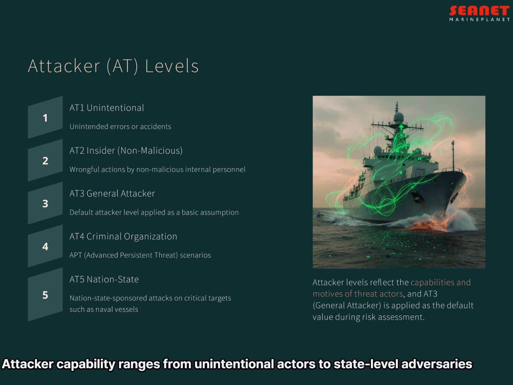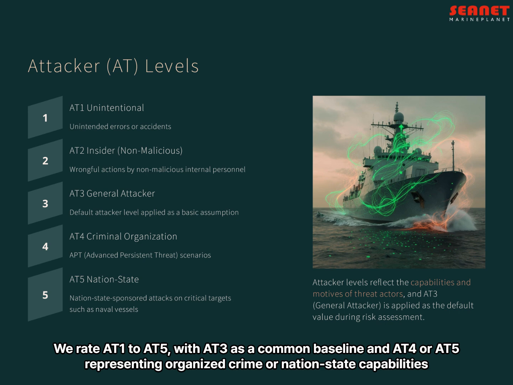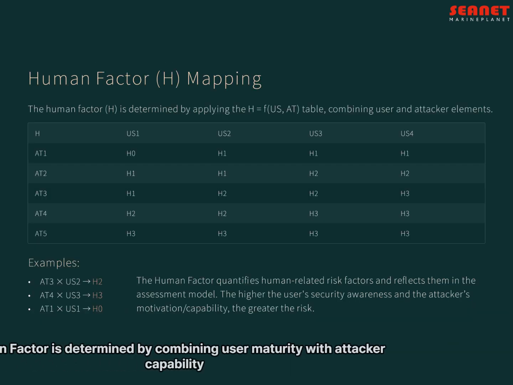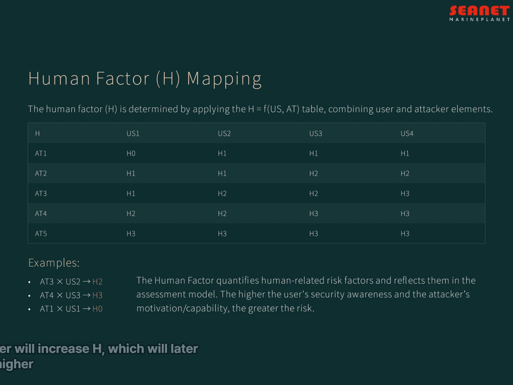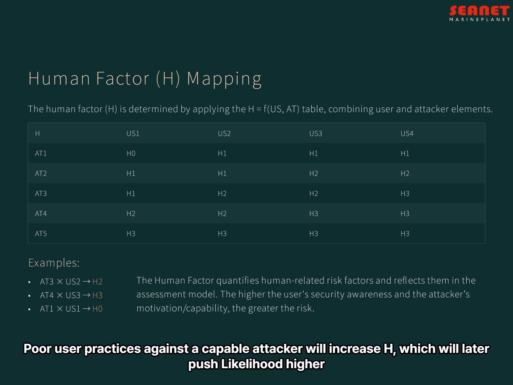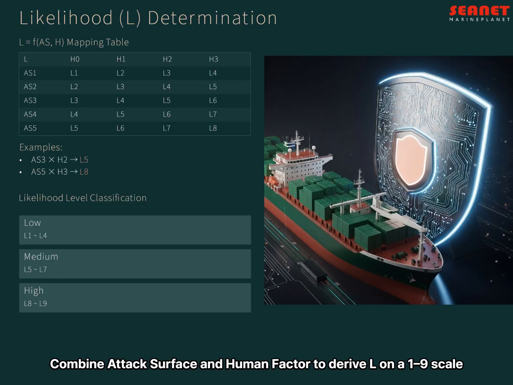Attacker capability ranges from unintentional actors to state-level adversaries. We rate AT1 to AT5, with AT3 as a common baseline and AT4 or AT5 representing organized crime or nation-state capabilities. Human factor is determined by combining user maturity with attacker capability. Poor user practices against a capable attacker will increase H, which will later push likelihood higher. Combine attack surface and human factor to derive L on a 1-9 scale.